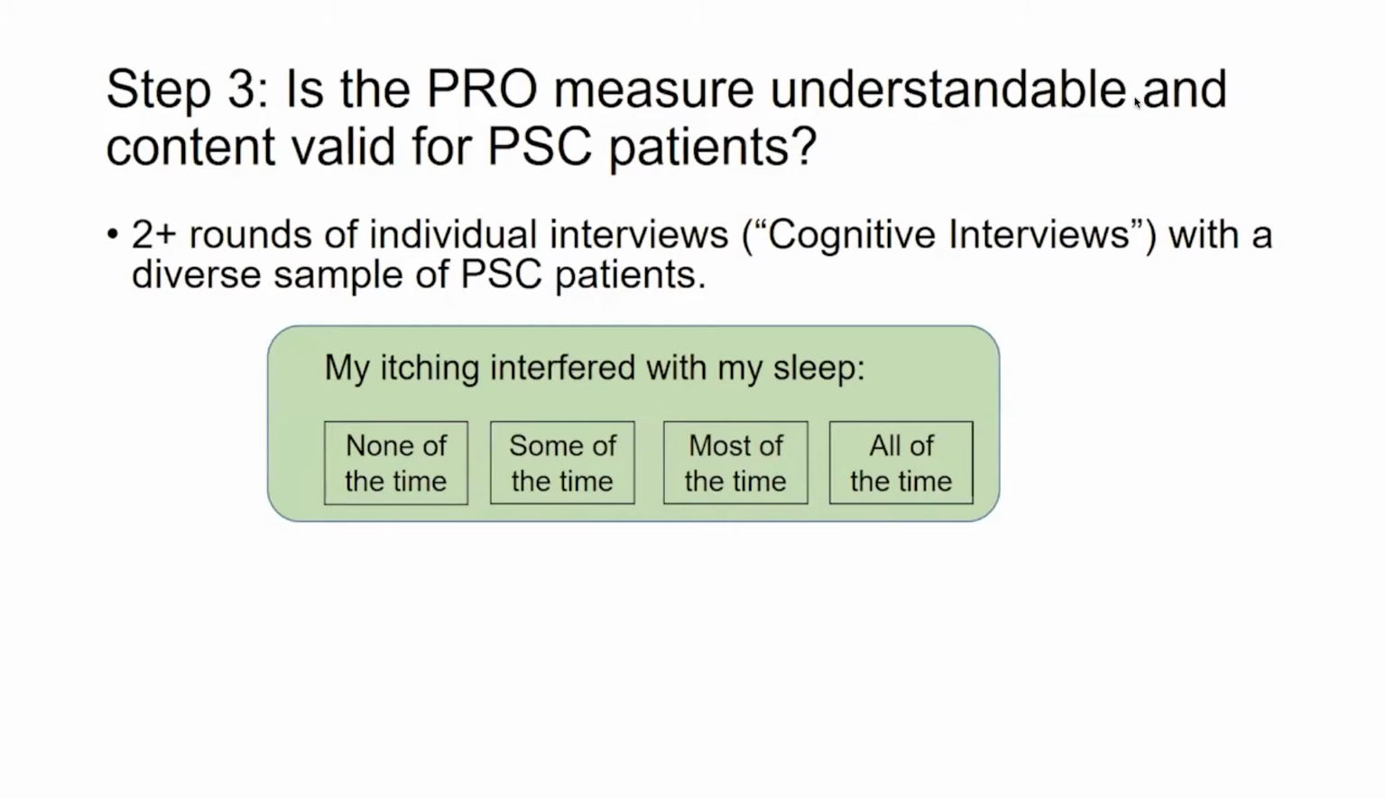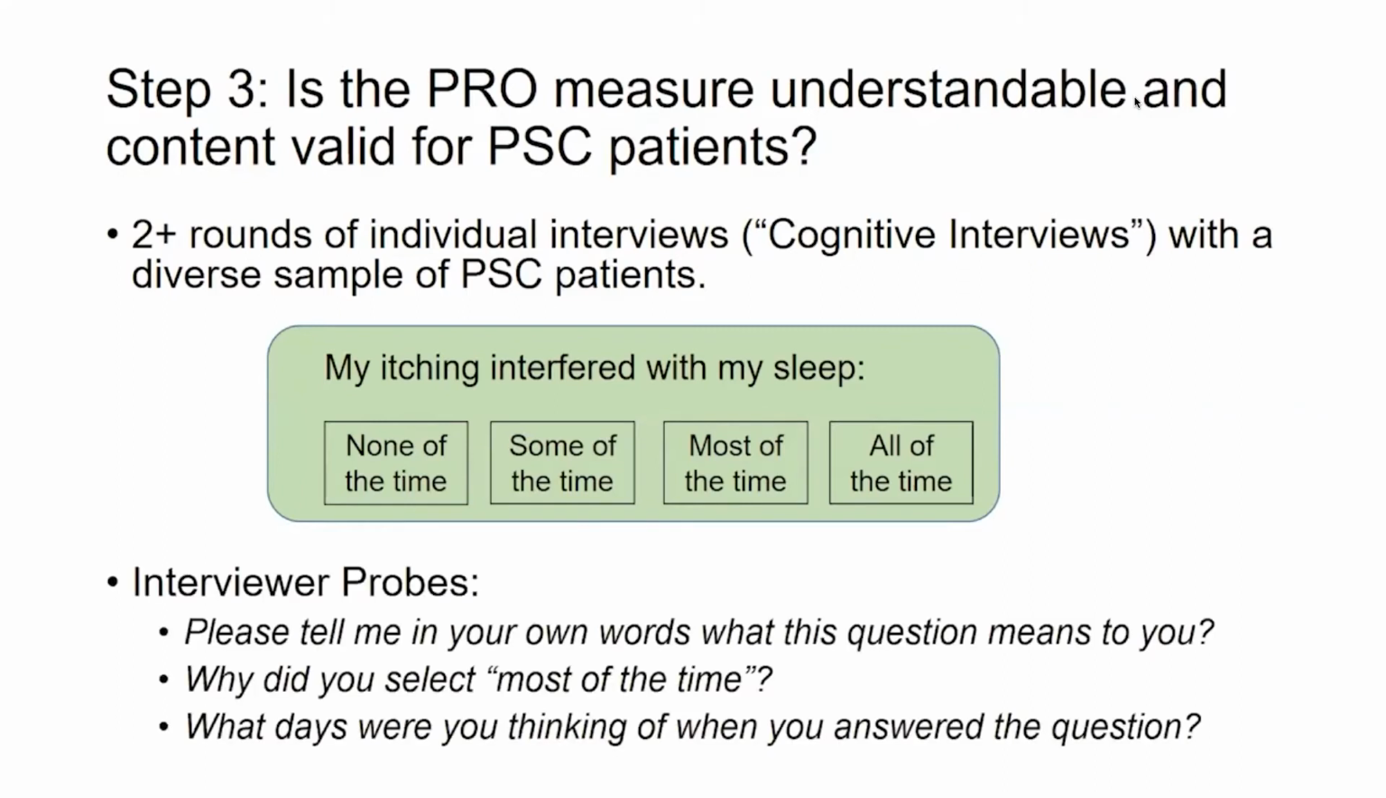And our interviewers will then probe with the patient and say, when you look at this question, please tell me in your own words what this question means to you. And then after the patient describes the question in their own words and tells us what their answer would be, the interviewer might say, well, why did you select most of the time as your answer? And then the interviewer might probe other ways about the question and say, okay, you answered most of the time. What days were you thinking of? Were you just thinking about your sleep last night, your sleep over the past week, your sleep over the past month, or the sleep during your last flare-up? So all of these are important information that helps us understand how well the questions in this PRO measure perform and whether they're capturing the right aspect of itch or whatever symptom we want to measure.